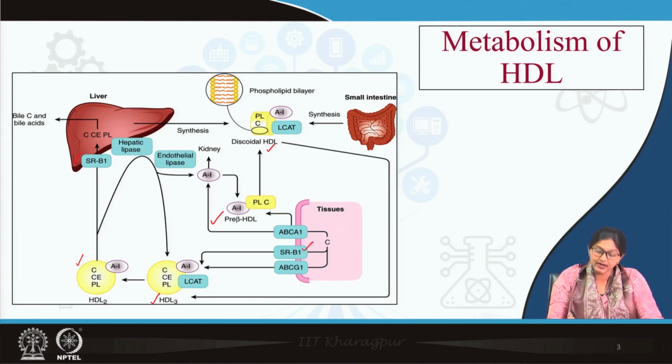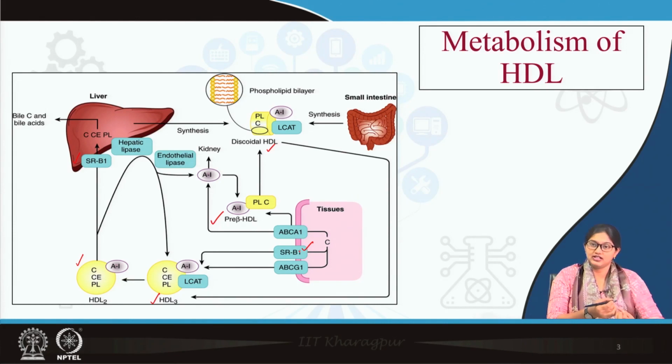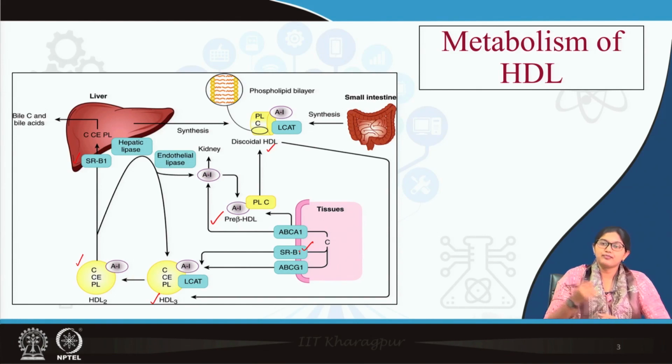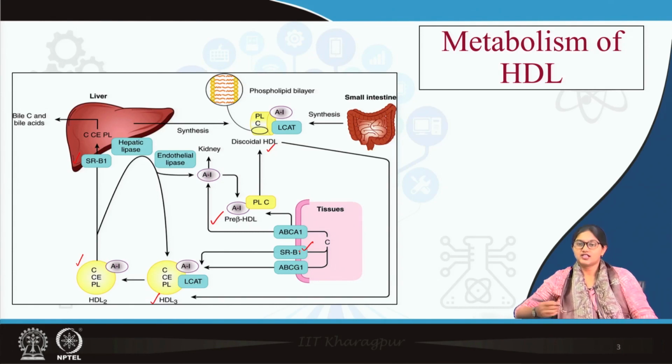So, in extrahepatic tissue, the role of SRB1 is basically transferring intracellular cholesterol to HDL. So, remember the SRB1 receptor or transporter plays a dual role. HDL uptakes peripheral cholesterol through SRB1 as well as it delivers its own cholesterol to liver through the SRB1 transporter.